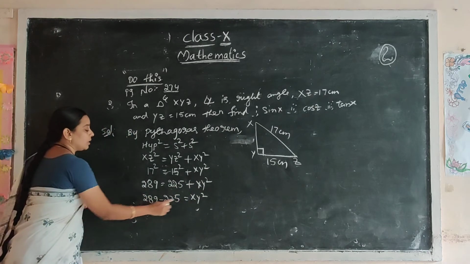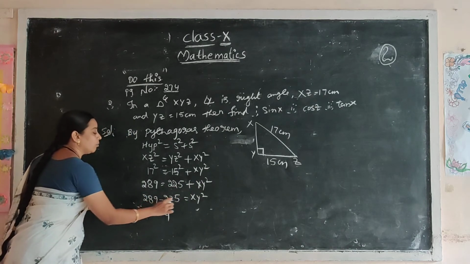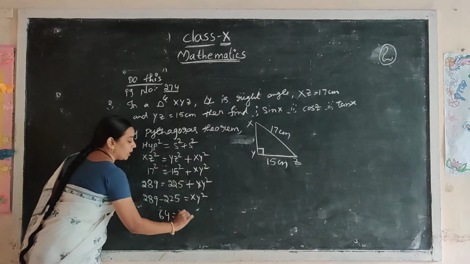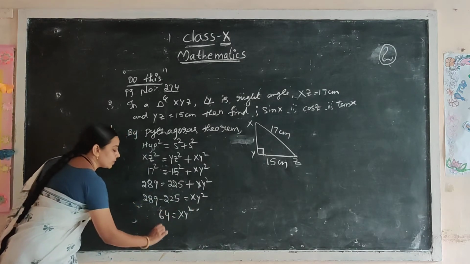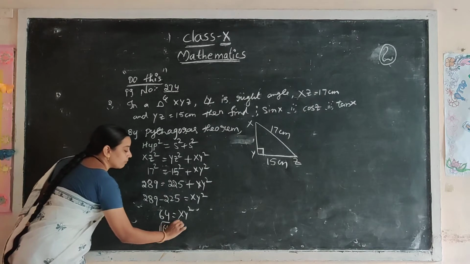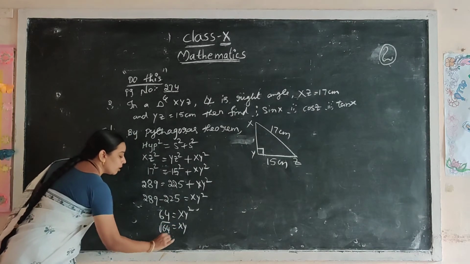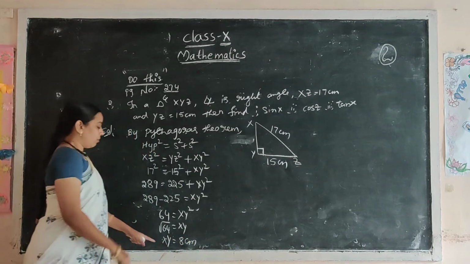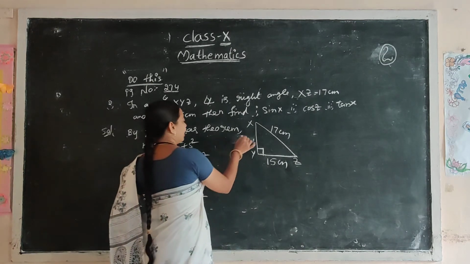Now the subtraction of these two: 9 minus 5, 4; 8 minus 2, 6; 2 minus 2, 0. So 64 is equal to XY square. The square moves to the left side as root 64. So the square root of 64 is 8 centimeters. Now we get the XY value: 8 centimeters.